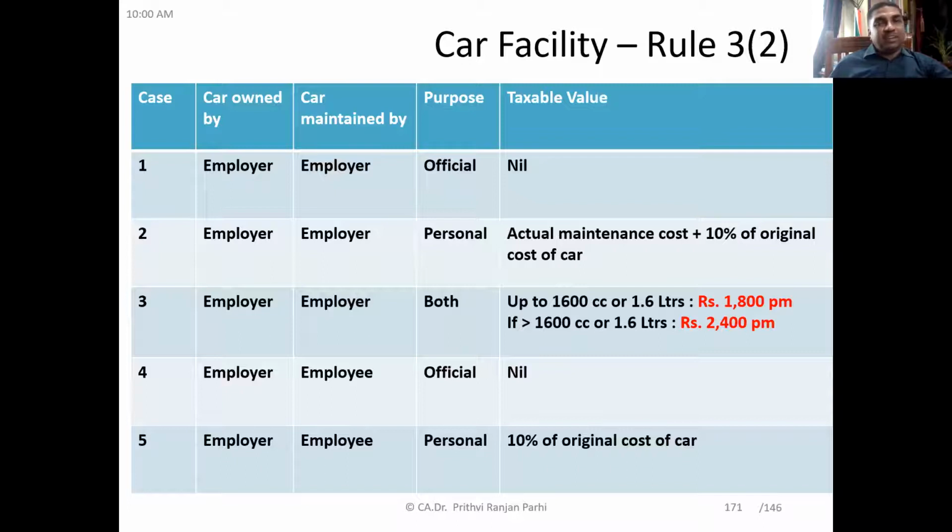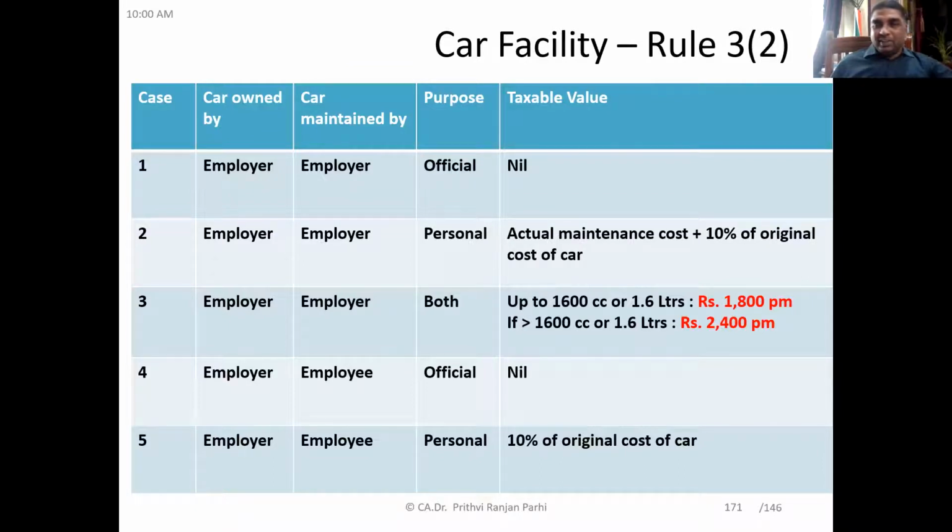Now, friends, let us learn the next topic. This is car facility. Car facility means the employee is provided with a car. It's not about reimbursement of car allowances, but the car is provided and the employee uses it. Now there might be several combinations here. The car may be owned by the employer or by the employee. It may be maintained by the employer or by the employee. And it may be used for official purposes, personal purposes, or both.